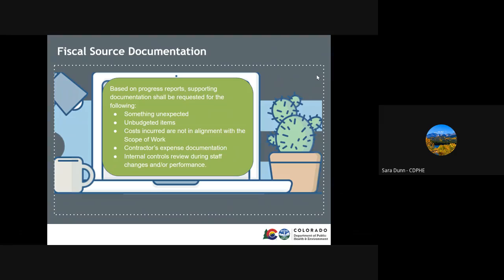Some of the reasons why these would be requested are something that deviates from what is standard, normal, or expected, unbudgeted items that are listed, costs incurred that are not in alignment with the scope of work, contractors' expense documentation, or internal controls review during staff changes and/or performance.